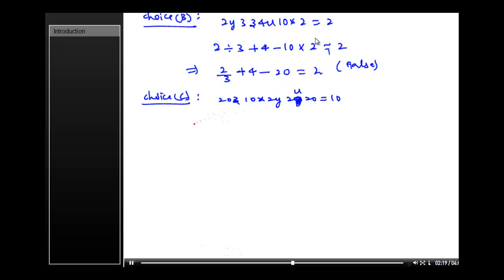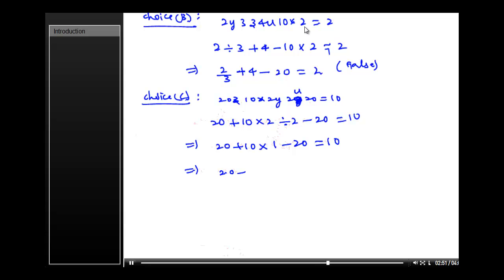This statement implies 20, Z means plus 10, X means into 2, Y means divide by 2, U means minus 20 is equal to 10. This implies 20 plus 10 into 2 divided by 2. On applying the BODMAS rule, 2 divided by 2 gives you 1 minus 20, that is equal to 10. That implies 20 plus 10 into 1 is 10 minus 20. This is equal to 10. This implies 10 is equal to 10. Therefore, it is a true statement. Now we'll check with choice D.